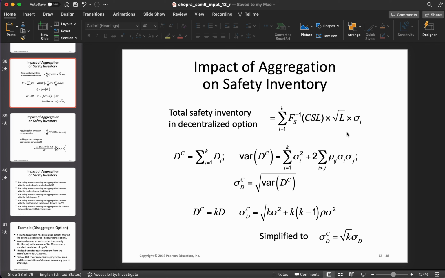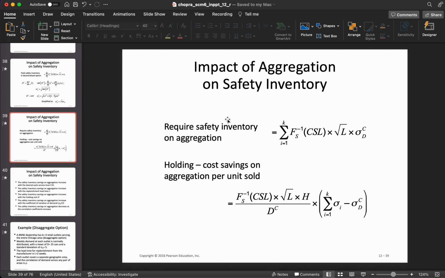So this is the formula if you have no aggregation. If you decentralize everything, this is the average and standard deviation of demand, and if you centralize everything, this is the average and standard deviation with aggregation. So this is what you have for the decentralized option, and this is what you have for the centralized option.